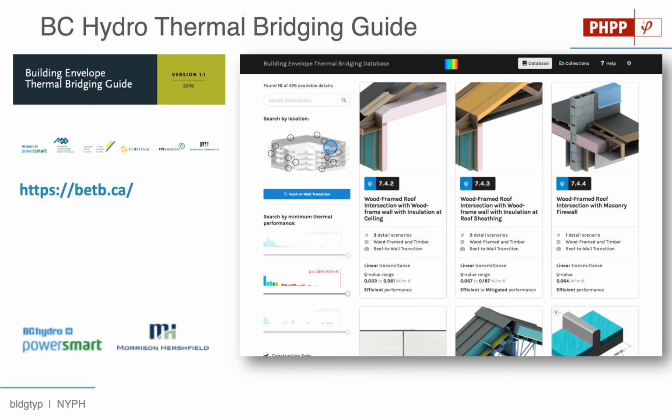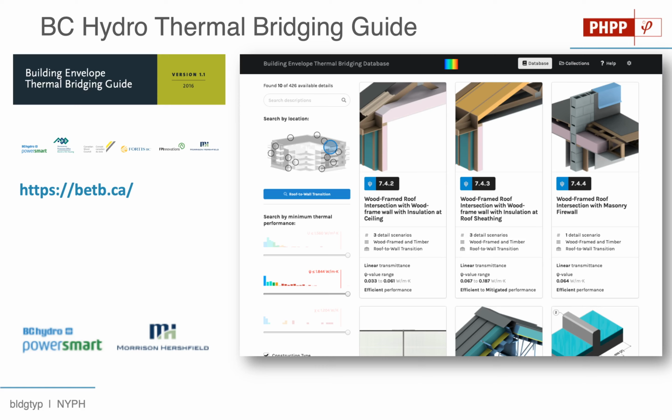Now, 90.1 is not the only reference document that we might look to. The BC Hydro Thermal Bridging Guide, an outgrowth of the ASHRAE Research Project 1365 around thermal bridging and heat transfer in assemblies, is a fantastic reference manual. It is an enormous, very thorough compendium of not only a huge variety of construction assembly types, but also thermal bridging values for typical junctions and connections and certain architectural and construction details.